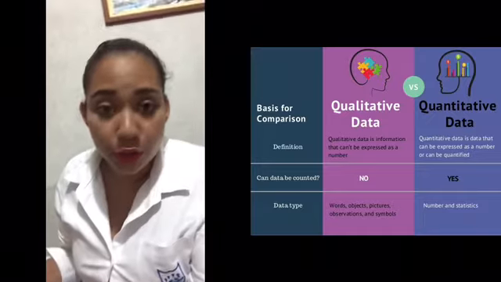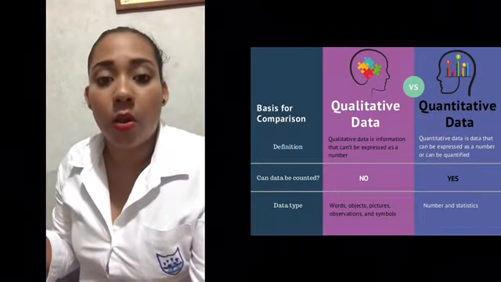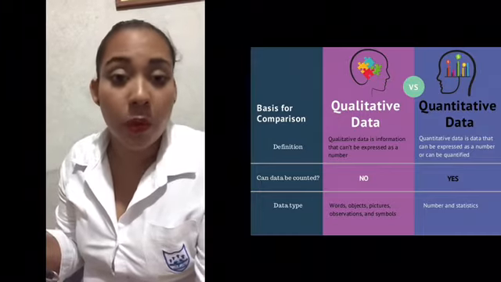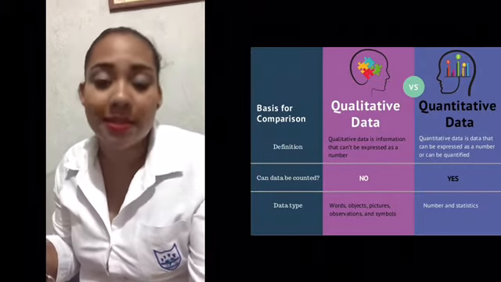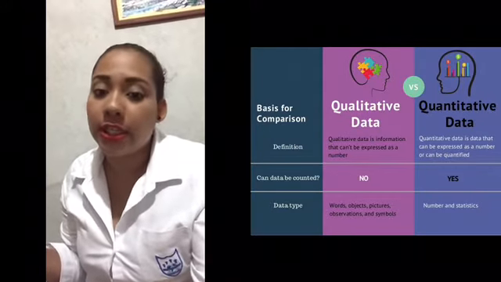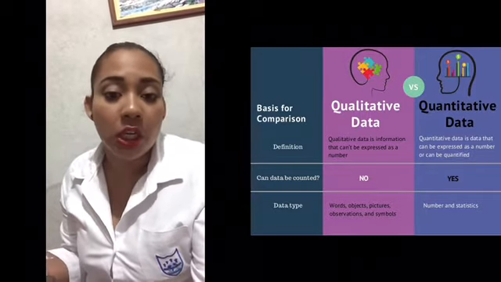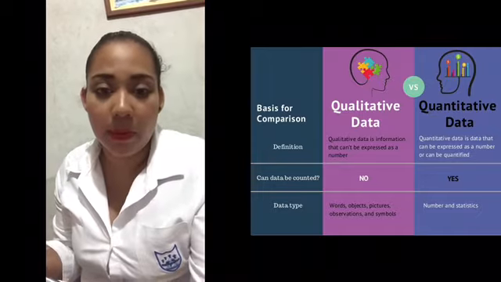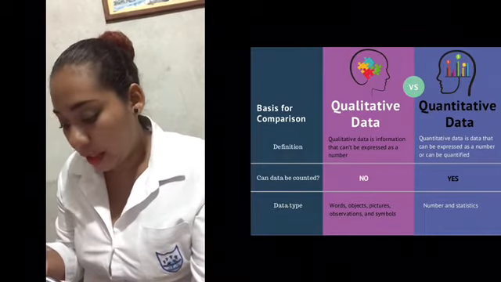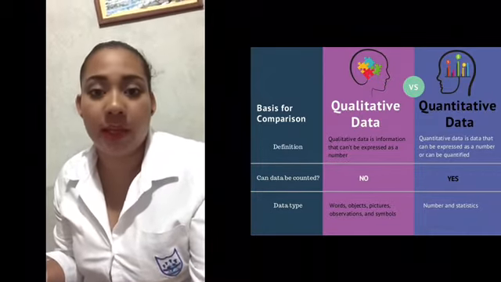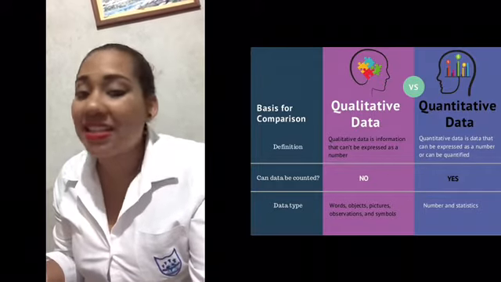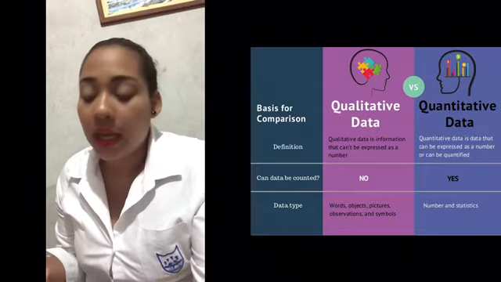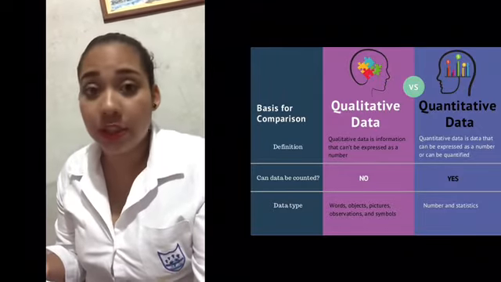Like I mentioned before, in qualitative data, some examples will be observations, symbols, images, colors. It will be words. That's the type of data. The other type of data, pictures, objects. Okay, everything that is not related to numbers. Okay, now let's check the other one.